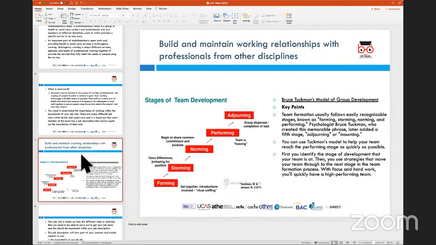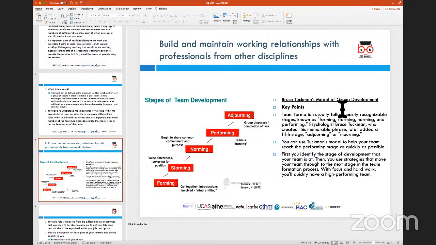In this context, because we're talking about teams, we also want to understand the various models proposed by psychologists, which basically propose team formation, and how that happens.